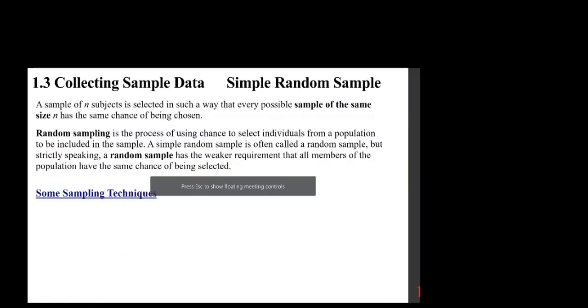All right, we are going to look at collecting sample data. In this case, simple random sample, also known as SRS. A sample of n subjects is selected in such a way that every possible sample of the same size, n, has the same chance of being chosen. Random sampling is the process of using chance to select individuals from a population to be included in the sample. A simple random sample is often called a random sample, but strictly speaking, a random sample has the weaker requirement that all members of the population have the same chance of being selected. Random sampling simply means every subject has an equal chance of being picked.